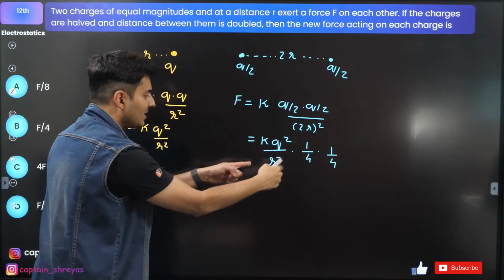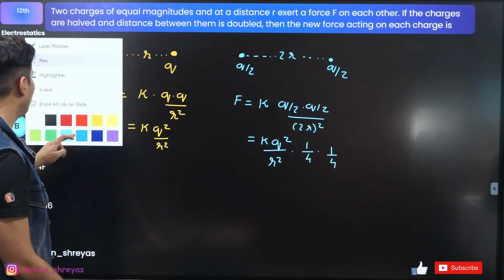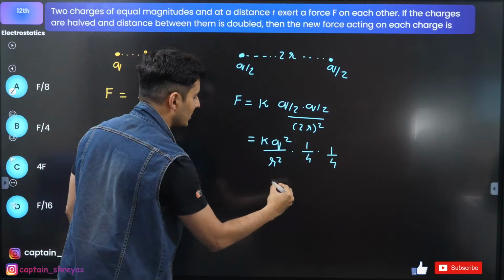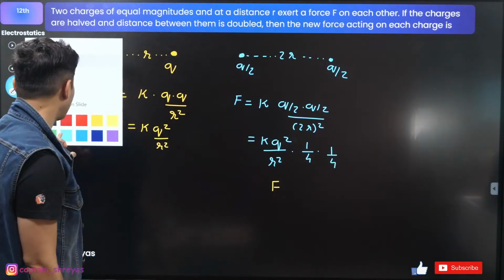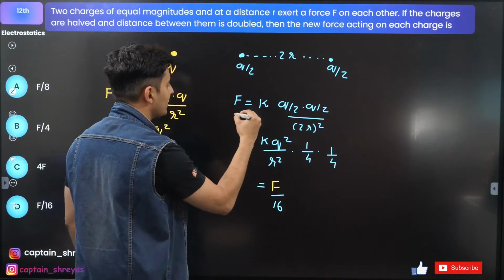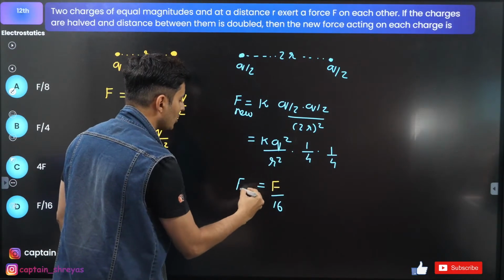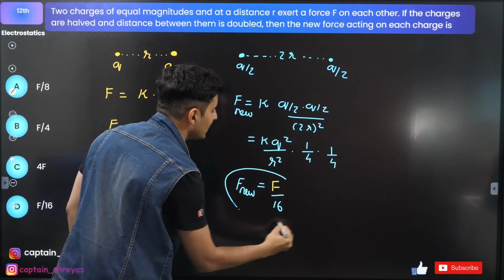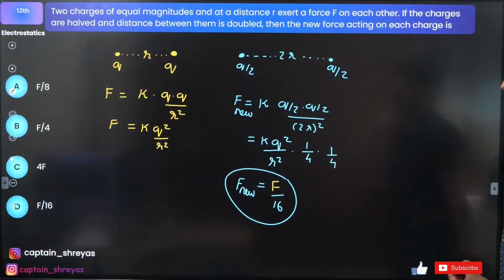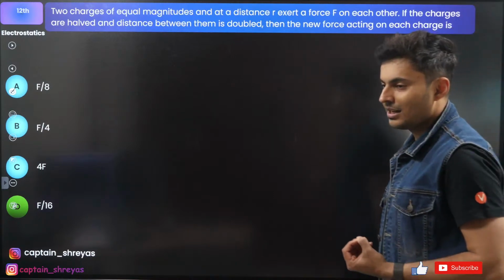Now this value over here is just the original force, so might as well just write it as F. And 4 into 4 is 16. So this is your new force. The new force is 1/16th of the original force, which is option D.